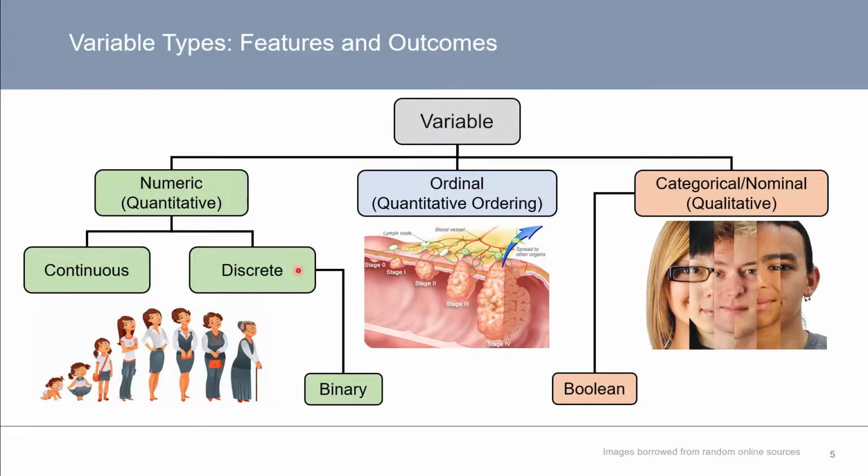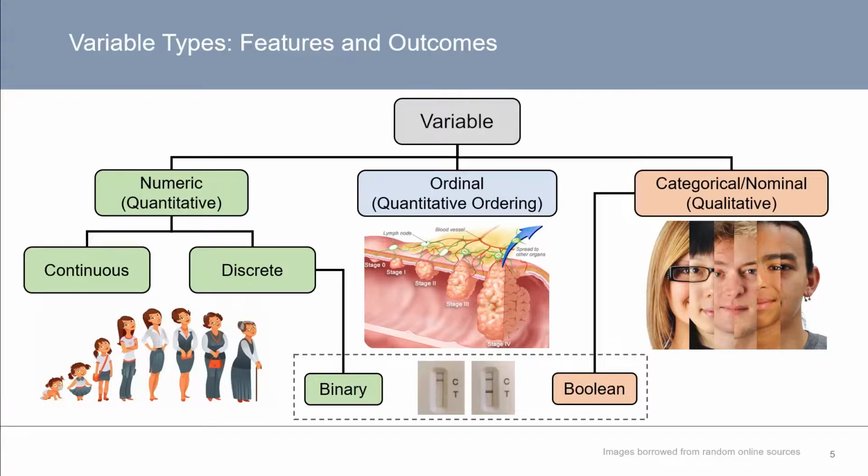Also of note is that discrete variables with only 2 values are referred to as binary, and we generally encode these with 0 or 1 values. Categorical variables with only 2 values are typically called Boolean variables, described with the values true or false. Here we see the results of a COVID-19 test, which might be labeled as positive or negative in a given dataset. It could also be labeled as true or false, or encoded with a 0 or 1.